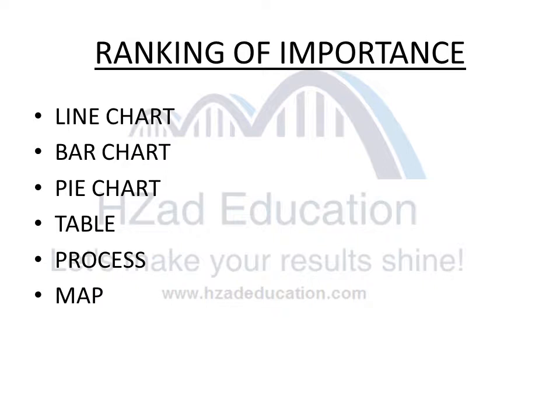Number 2, bar charts. Number 3, pie charts. Number 4, table. Number 5, you get your process. And number 6, you get your map. So I paused a little bit between 5 and 6, process and map, because both of them are almost the same level of importance. I see map 5 times maybe in 2 months, or I'll see a process maybe 5 or 6 times in 2 months. So it's almost the same ratio, but again, they fall at the bottom of the ladder.